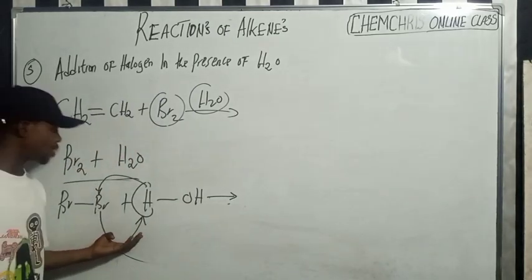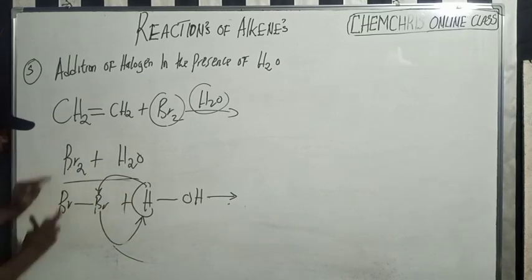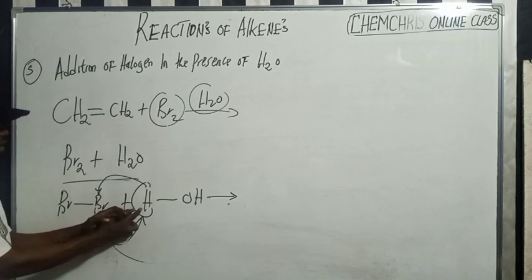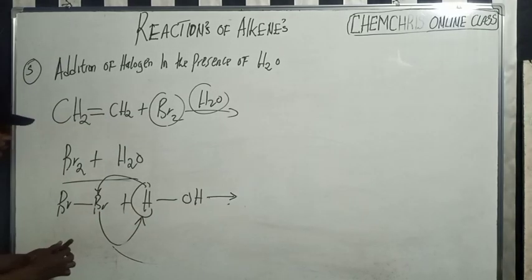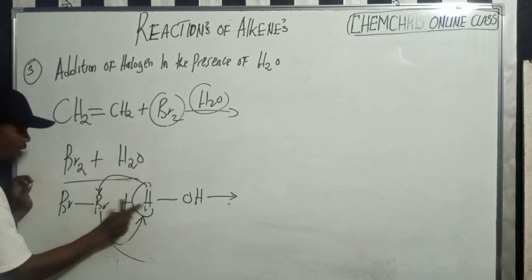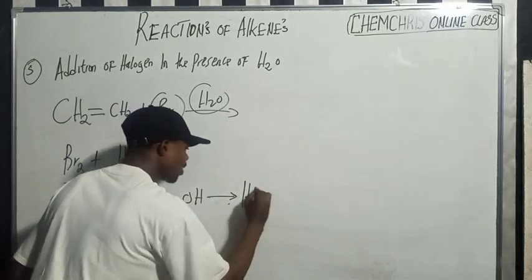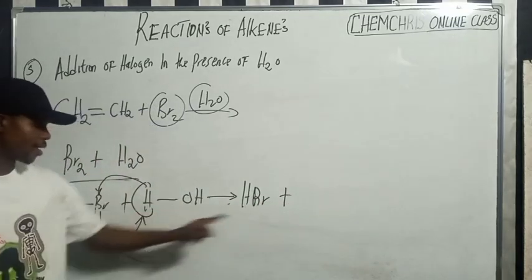So when this occurs, now these two react. Now when they react, here we have this one here, BrO plus HOH here, right? So this is what will happen here. Substitution reaction will take place. This one will take the place of this guy to form HBr. That is hydrogen bromide.